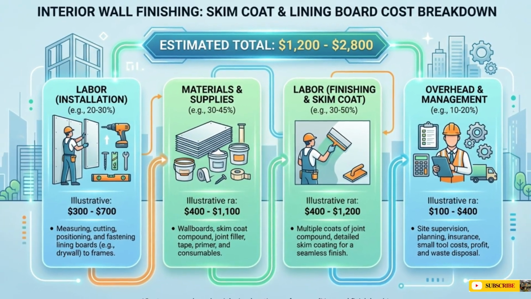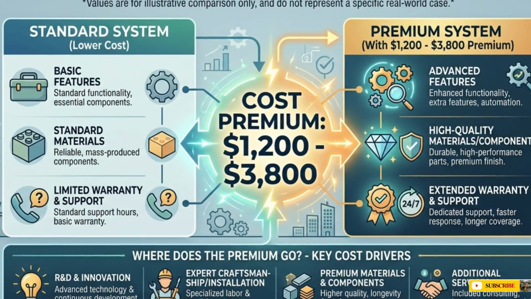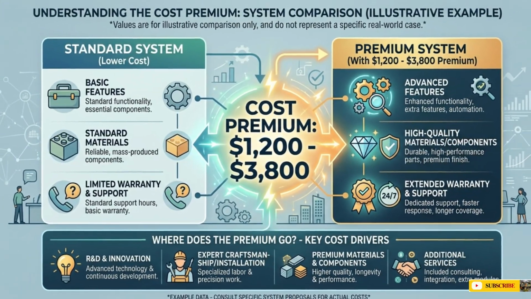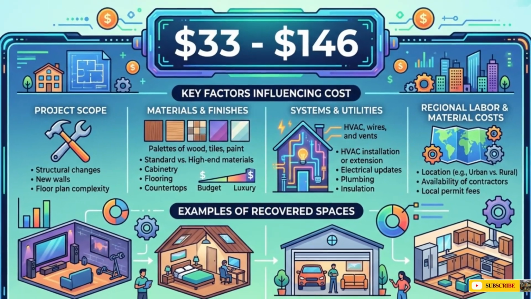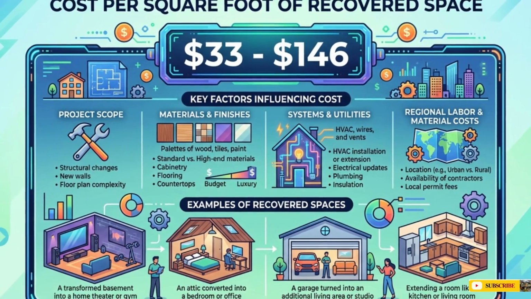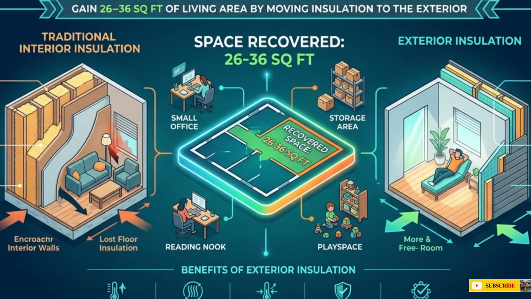Cost premium of exterior over interior insulation system, $1,200 to $3,800. Space recovered by choosing exterior over interior insulation, 26 to 36 square feet. Cost per square foot of recovered space, $33 to $146.